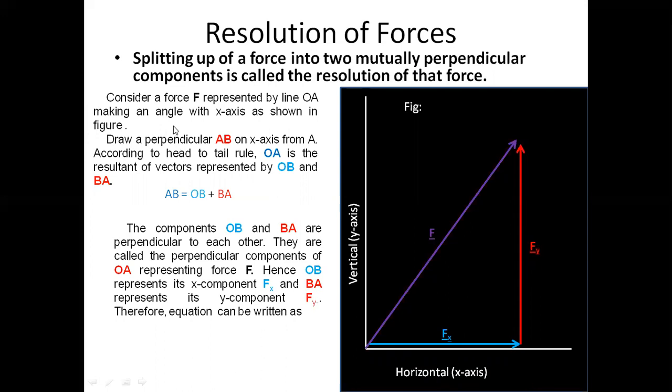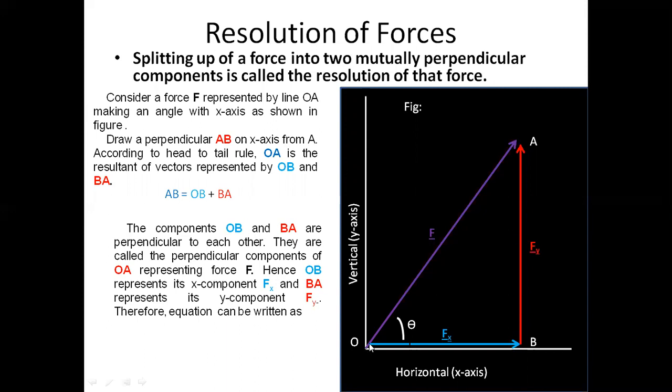Now we have considered already that there was a force with a line segment OA, which is right here, and has an angle. Let's call that angle theta with the x-axis. Draw a perpendicular AB on the x-axis from A according to the head to tail rule. That means one vector is drawn from here, and the other vector is drawn from here, which is vertical.